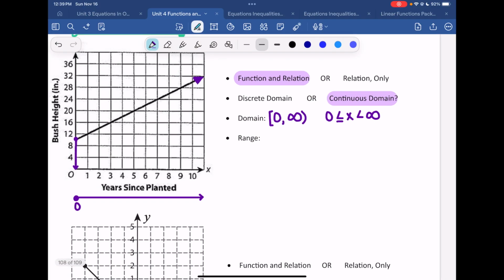Or the easier inequality is just, imagine this was just a number line like we did during the inequalities unit. The smallest value is 0, and then it just gets bigger and bigger and bigger forever. So 0 is included and it's going to the right. So it would just be x is greater than or equal to 0.